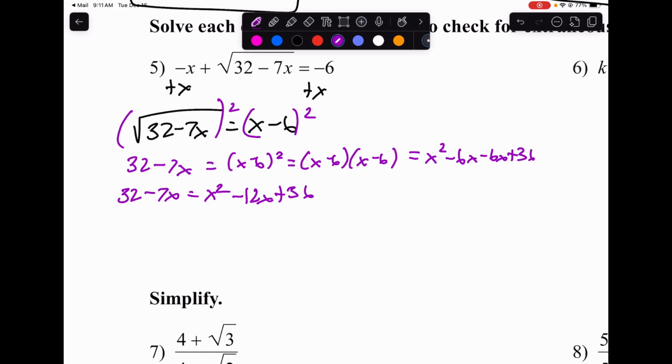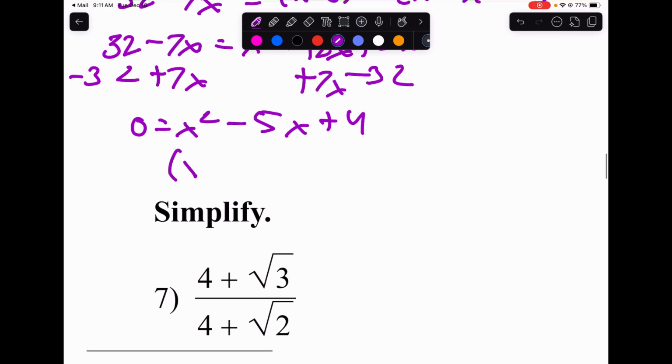I need to get it set equal to 0. I subtract 32 from both sides. I add 7x to both sides. And I get that 0 is equal to x squared minus 5x plus 4. So I factor this. I get x minus 4, x minus 1.